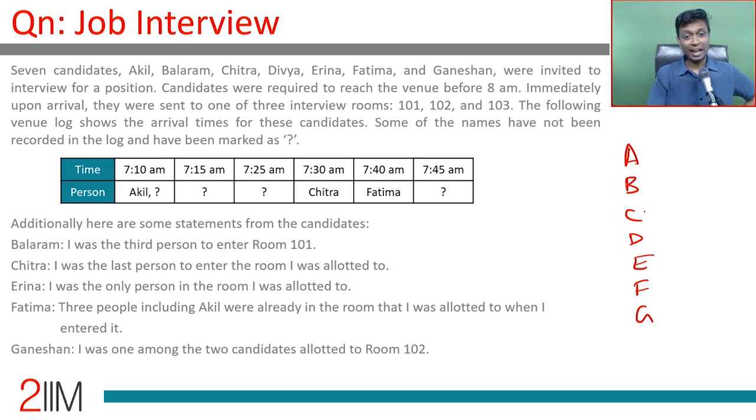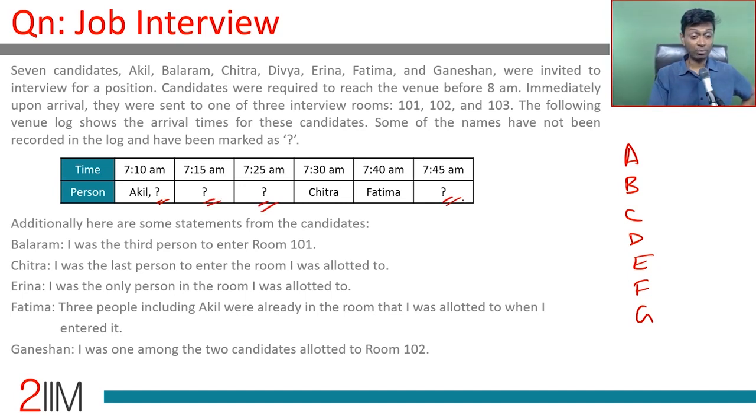Candidates were required to reach the venue before 8 a.m. Good company. Immediately upon arrival, they were sent to one of three interview rooms, 101, 102, and 103. The following venue log shows the arrival times for these candidates. Some of the names have not been recorded in the log and have been marked as question mark. And so the names that have been missed out are these four.